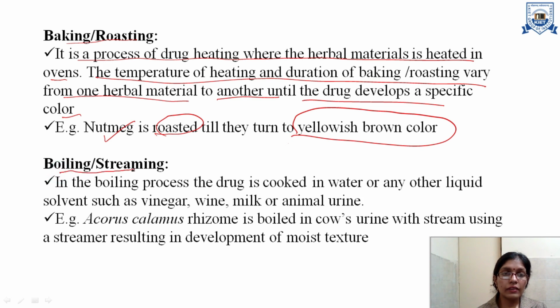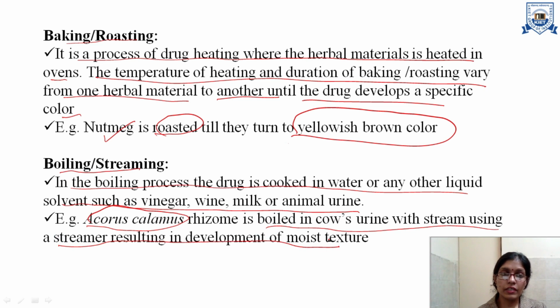Then boiling and steaming. In the boiling process, the drug is cooked in water or any other liquid solvent such as vinegar, wine, milk or animal urine. For example, the Acorus calamus rhizome is boiled in cow's urine with steam using a steamer, resulting in development of moist texture.